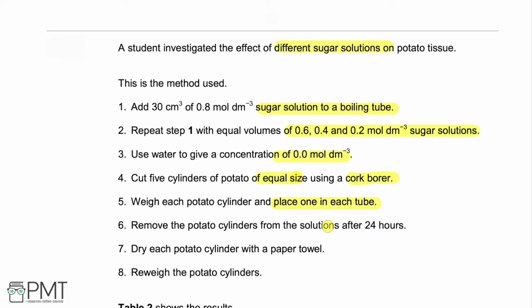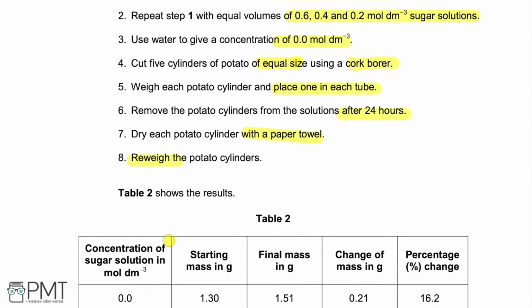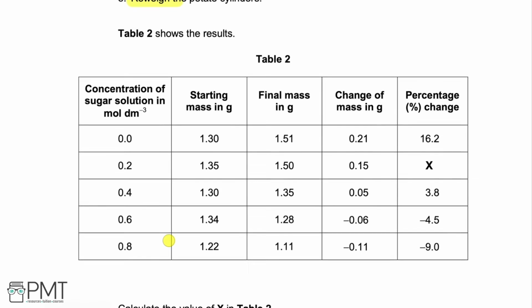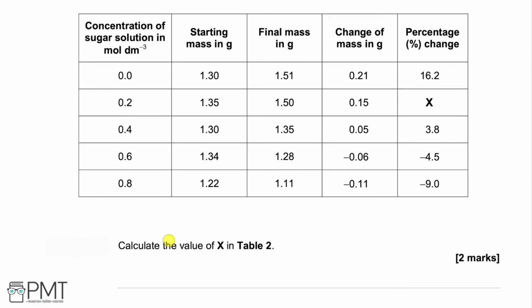Remove the potato cylinders from the solution after 24 hours. Dry each potato cylinder with a paper towel. Re-weigh the potato cylinders. Table 2 shows the results. Now, let's have a look at the first part of the question. Calculate the value of x in table 2.